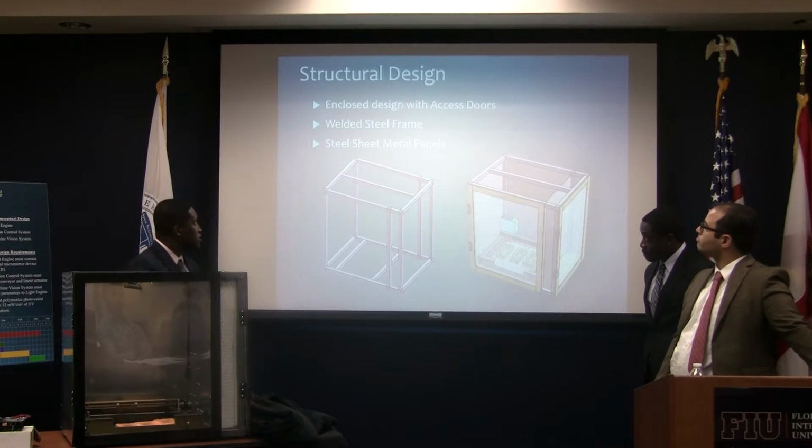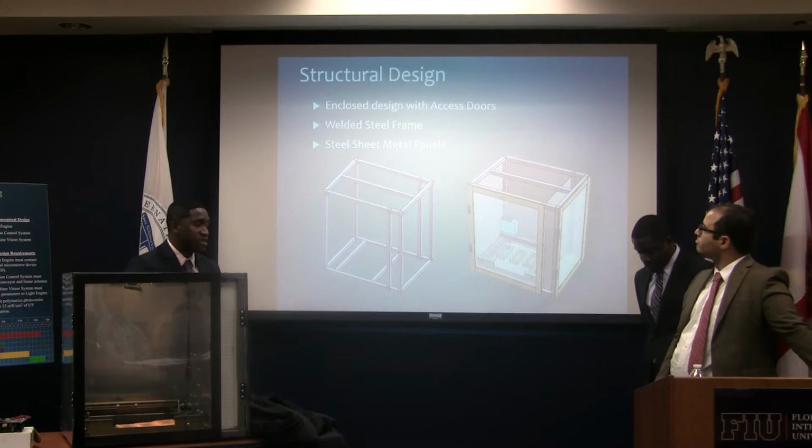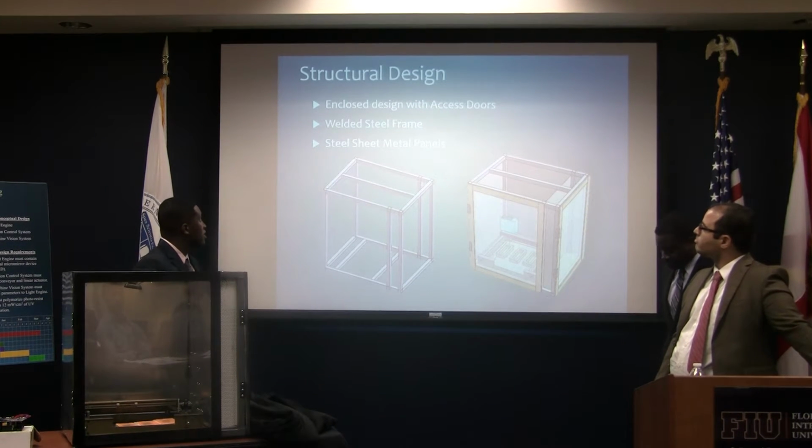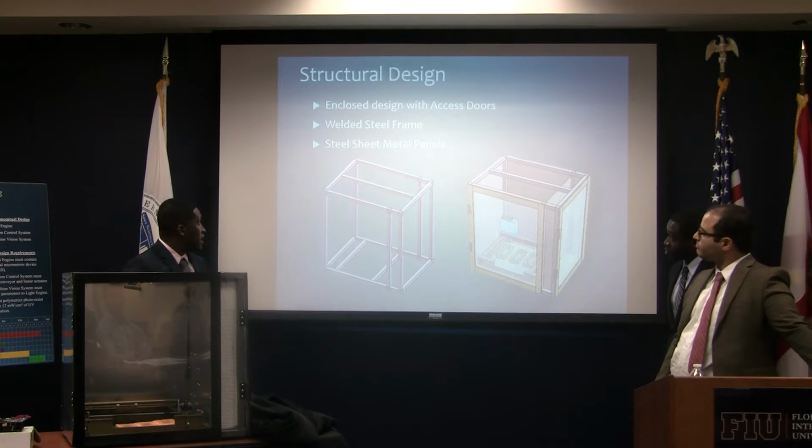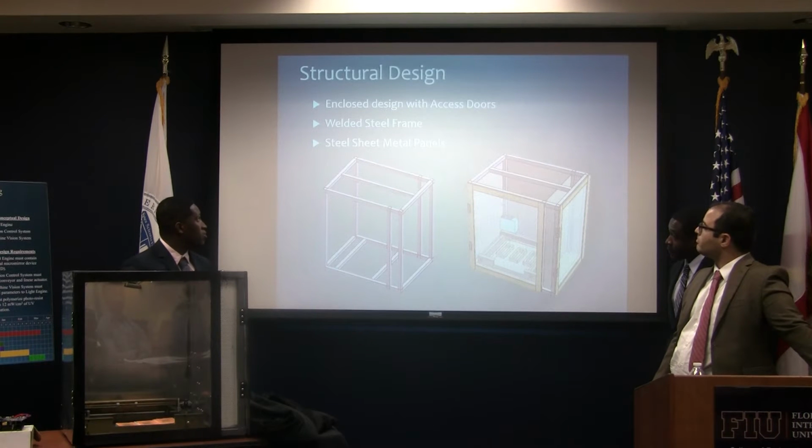For our structural design, which is an enclosed design with access doors just for safety reasons, it is a welded steel frame that is wrapped with steel sheet metal panels.